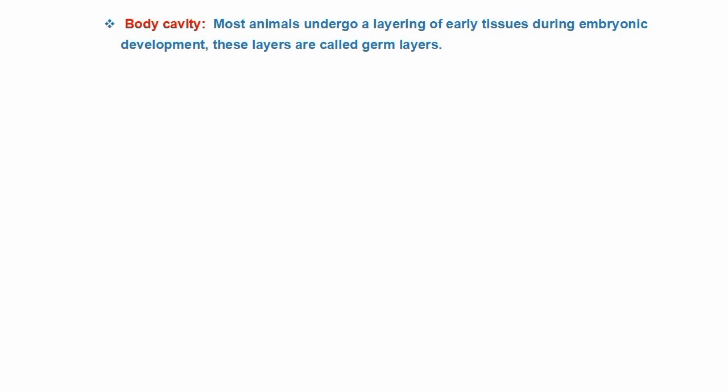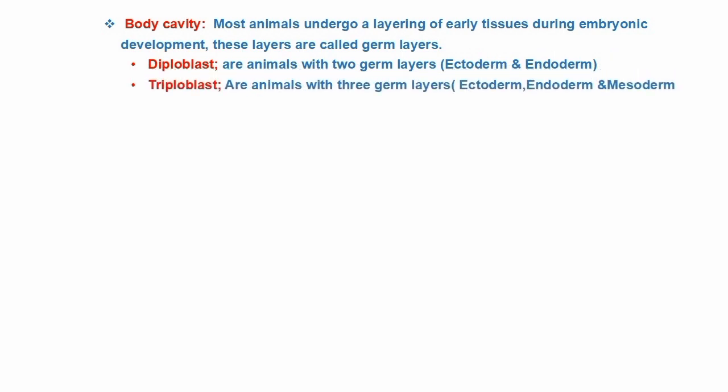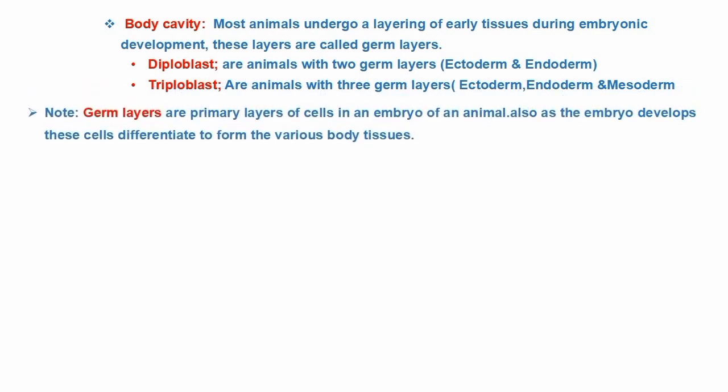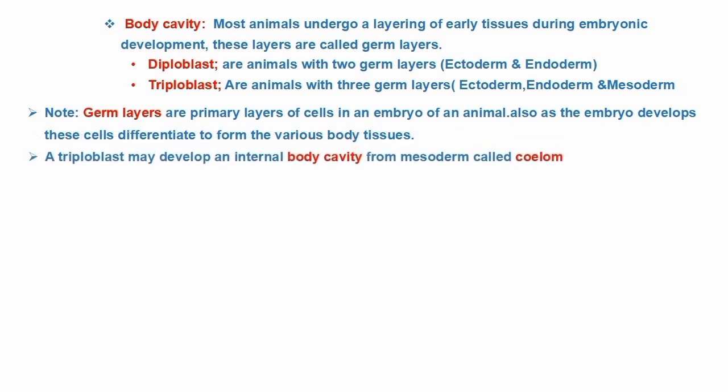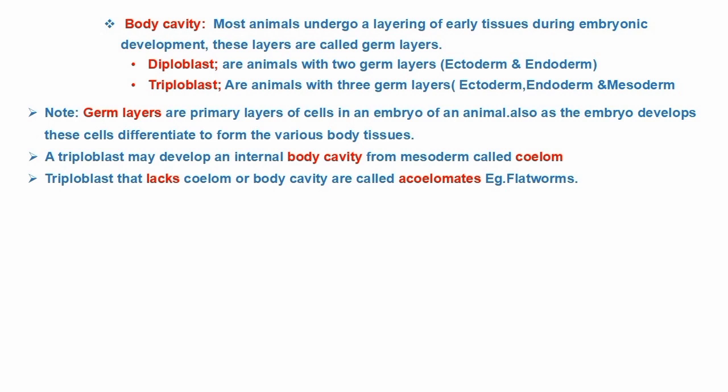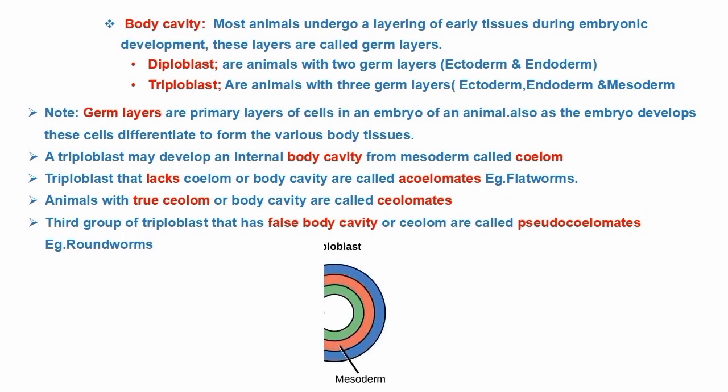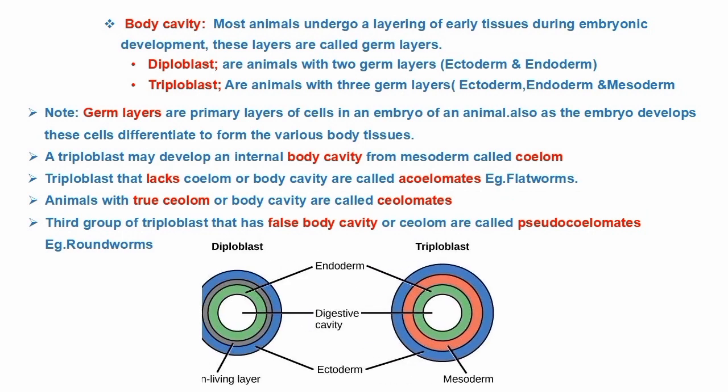Most animals develop layers of early tissue during embryonic development. These layers are called germ layers. Diploblasts: some animals have two germ layers, that is ectoderm and endoderm. These are called diploblasts. Triploblasts: some animals have three germ layers, that is ectoderm, endoderm, and mesoderm. Note: germ layers are primary layers of cells in an embryo of animals. As the embryo develops, these cells differentiate to form various body tissues. A triploblast may develop an internal body cavity from mesoderm called coelom.